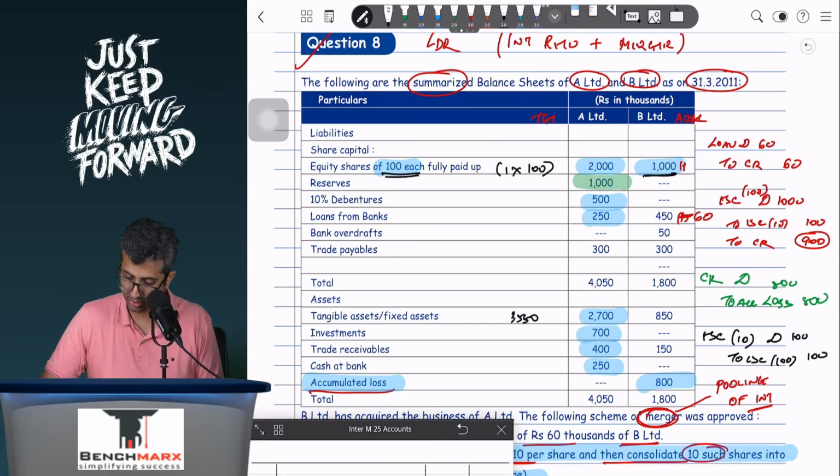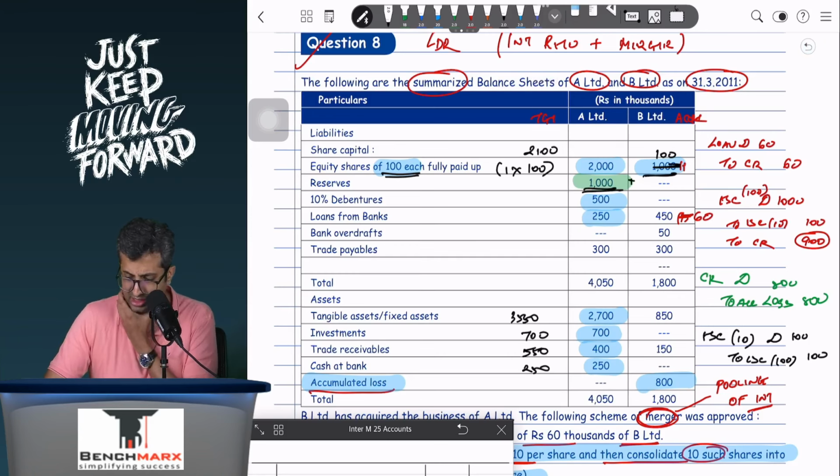merger investments of 700, trade receivables 550, cash 250. There is no accumulated losses. In your share capital you will now have shares of 100. To that you will add 2000, which is issued as a part of PC. So maybe this is 2100. In your share capital, reserves of 1000 will be there as it is. Along with that, there is a capital reserve, I think, of 160, and hence this is 1160.